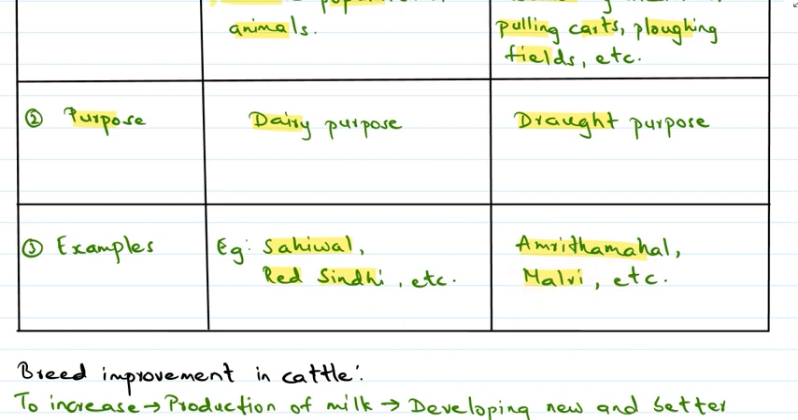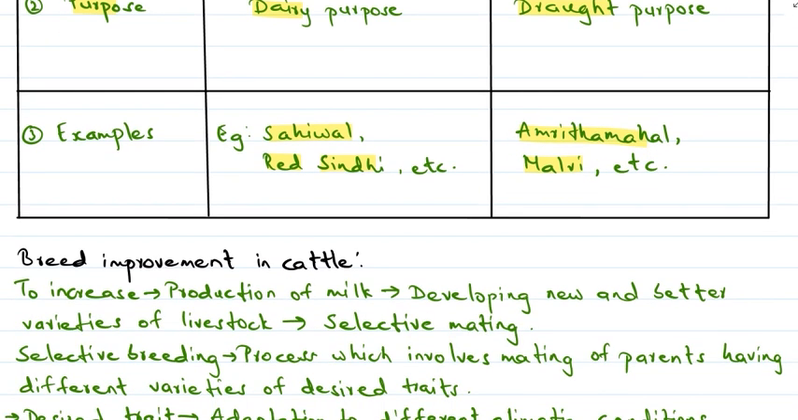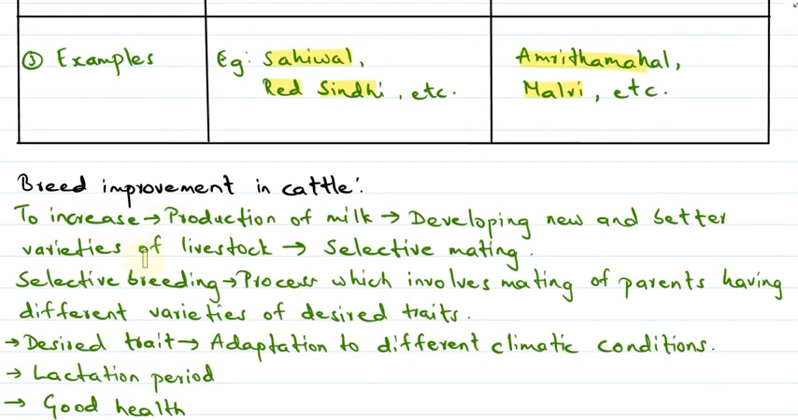Okay. Then we also discussed breed improvement in cattle. So why is it necessary? Breed improvement in cattle is important to increase the production of milk, and in doing so the lactation period of the female population of cattle is also increased, and this in turn helps in developing new and better varieties of livestock by the method called selective mating.